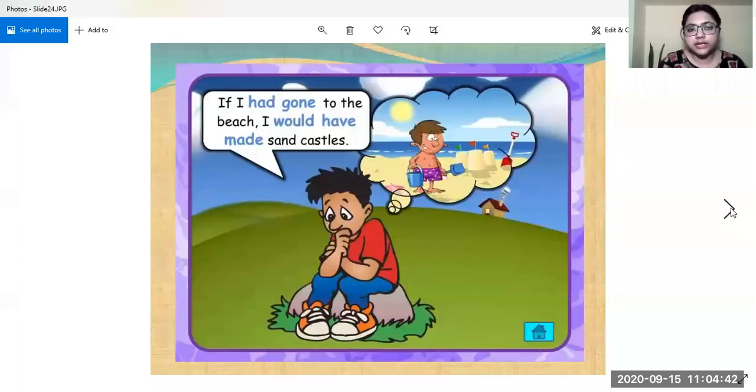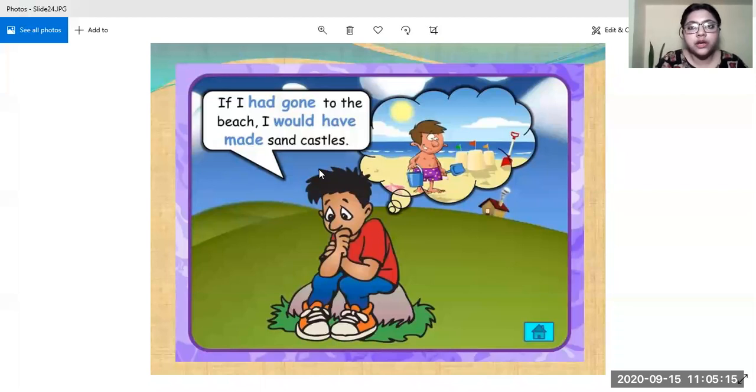Now here is another conditional sentence of the third type. If I had gone to the beach I would have made sand castles. But where is he now? See, it is all there in his thought, but he's sitting right there, very sadly, because he has failed his exam. So he is thinking that if he had gone to the beach he would have made sand castles, but in reality nothing of such kind is happening.